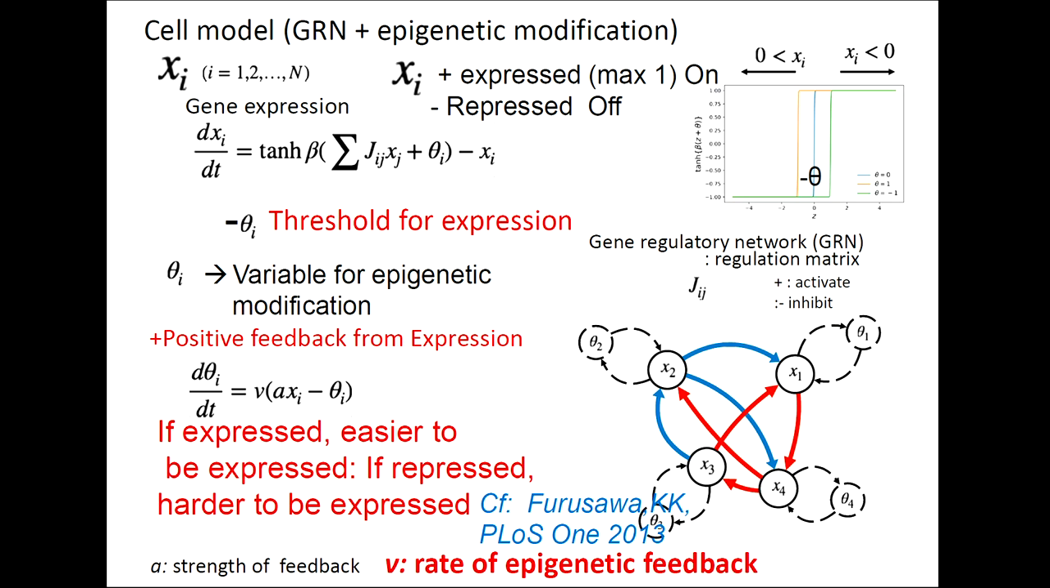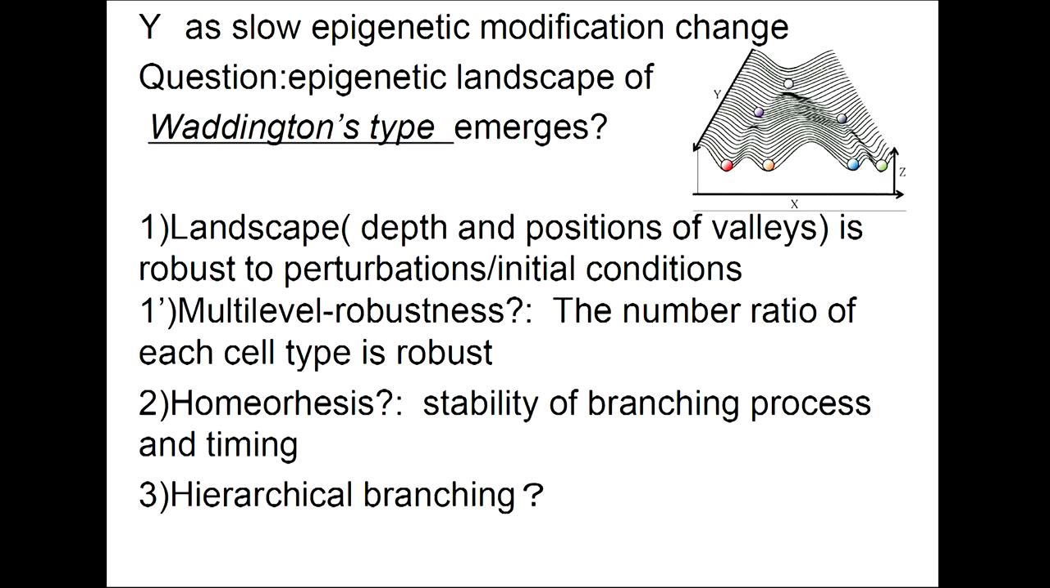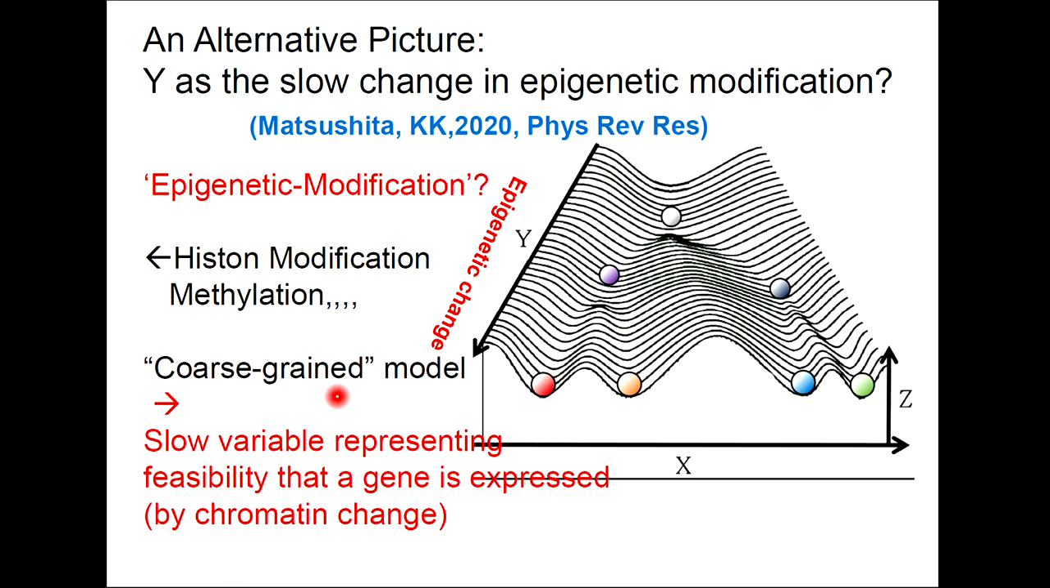But assume that this threshold is slowly changing as a result of expression. Usually if one gene is expressed, then later it becomes more easily expressed. So if X is expressed, then the threshold for this expression decreases, and vice versa, if it is not expressed, then the threshold increases. So this theta change may be considered as a slow change, and that corresponds to this direction. With this time span, theta changes.